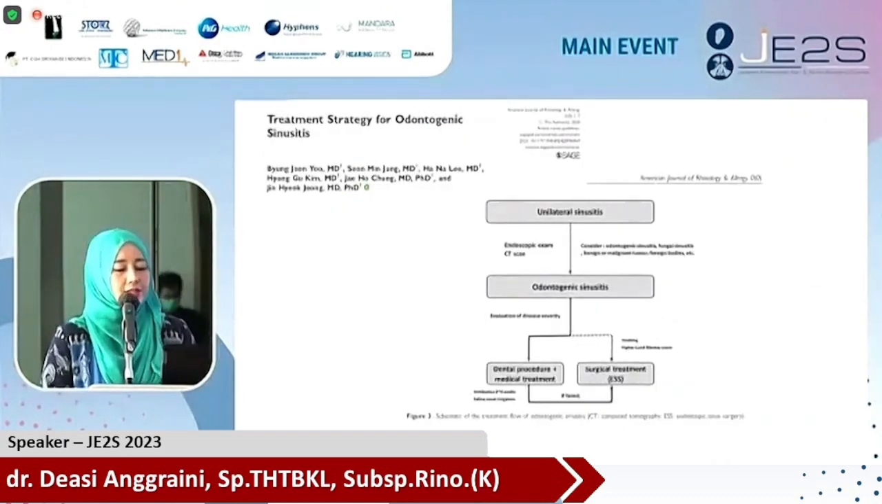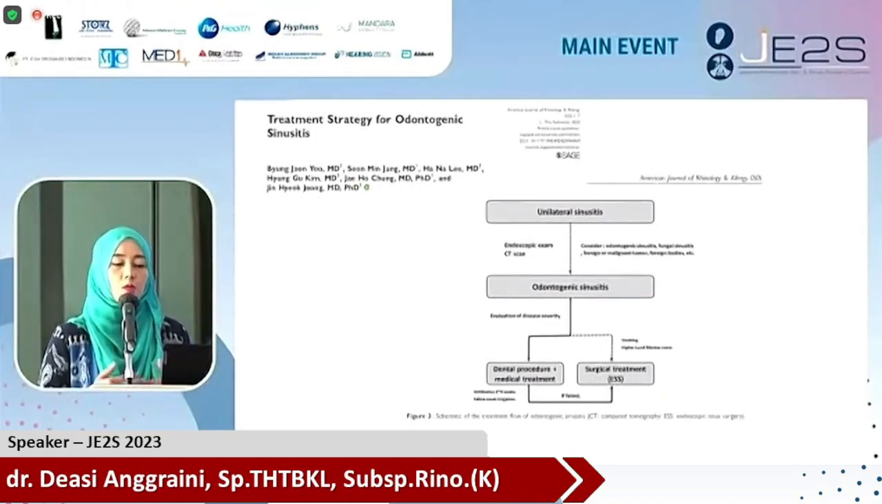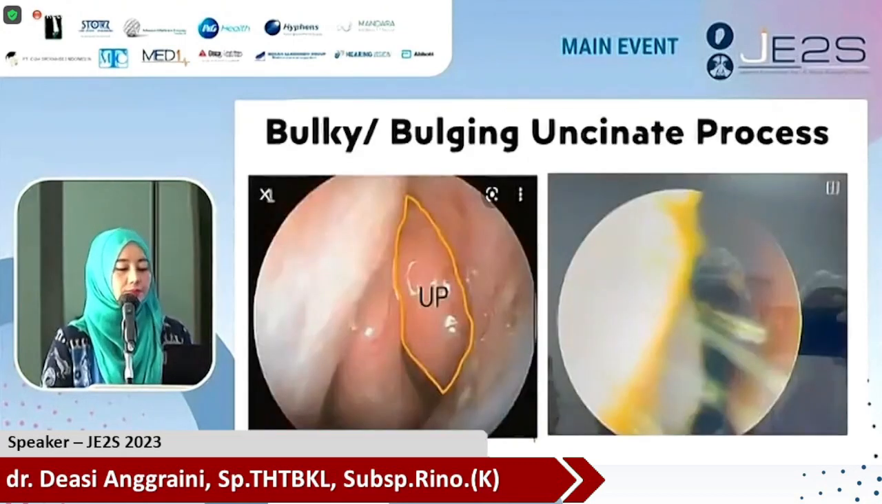There is a guideline. Professor Bang Yujun suggests that when a patient comes with unilateral suspicion of odontogenic origin, we can consult a dentist while we give medical treatment for a minimum of 2 weeks, and then if that fails, we can perform surgery. It depends on each case. Slide.